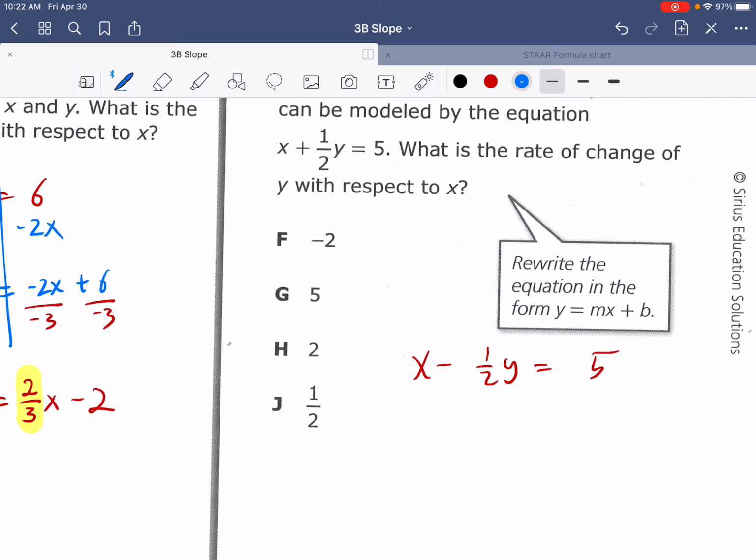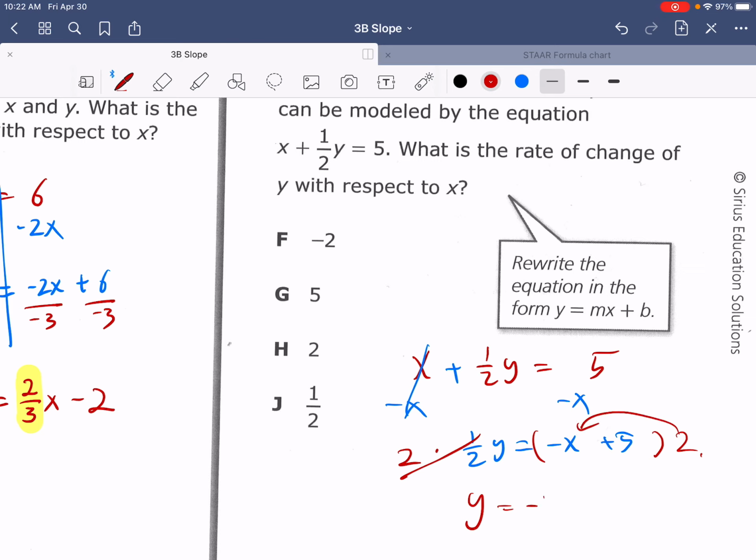This one can be a bit confusing. Minus x on both sides, you'll get negative 1, no, it's plus, never mind. So minus x on both sides, so you're going to get what? 1 over 2 y is equal to negative x plus 5. How can you get rid of this 1/2? Multiply by 2 for everything here. So y equals 2 times negative x, which is negative 2x, plus 10. So your slope is negative 2.